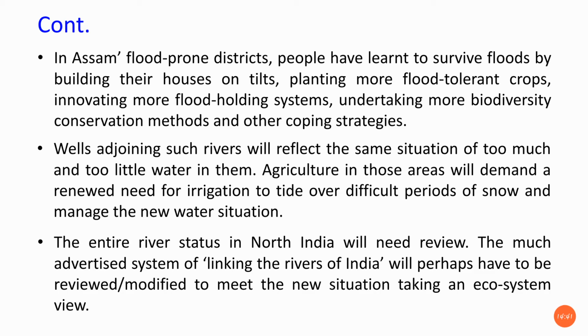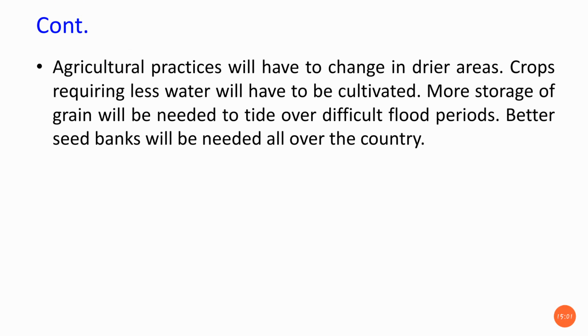So the entire river status in North India will need to be reviewed. Much advertised systems linking the rivers of India will perhaps have to be reviewed and modified to meet the new situations, taking the ecosystems into account. So the agriculture practices will have to change in priority areas.